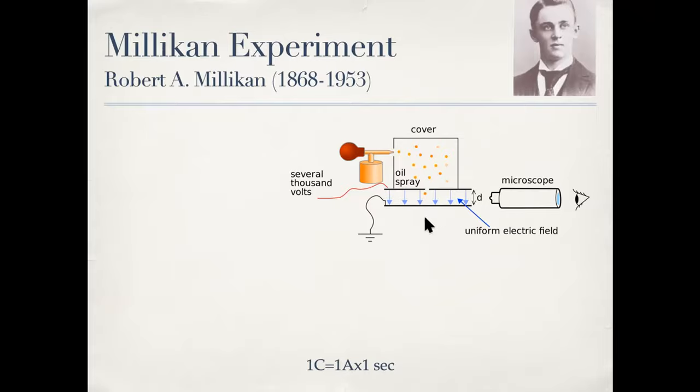If the electric field was too weak, then the droplets were slowed down with respect to how fast they were falling down without the electric field applied. And when tuning the voltage, Millikan was able to adjust the field such that the droplet was approximately stopped. It was not falling down.